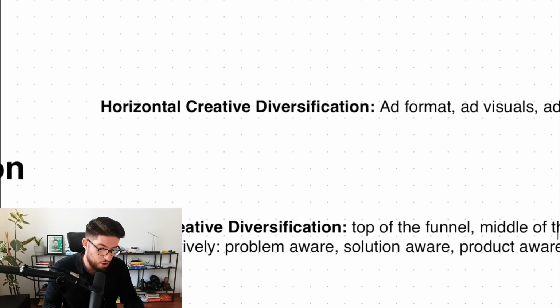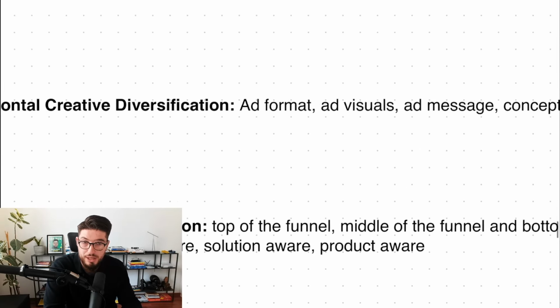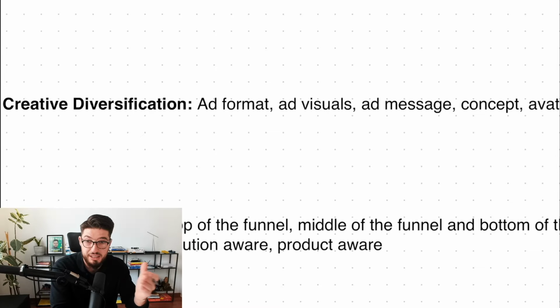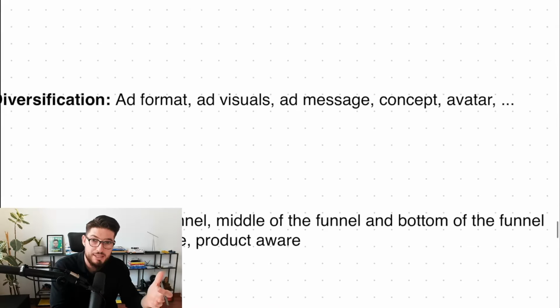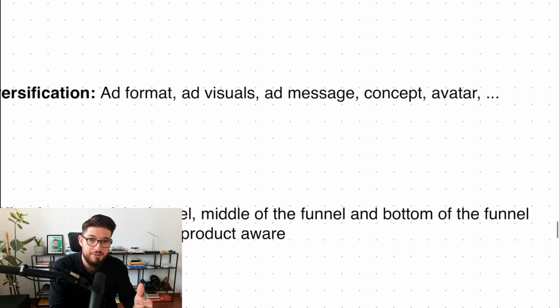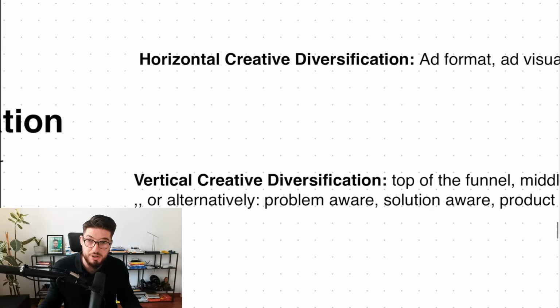The first one is horizontal diversification. What does it mean? Changing and having different ad formats, different ad visuals, different ad messages, different concepts, different avatars. That's good. Into the same CBO, and then you diversify.